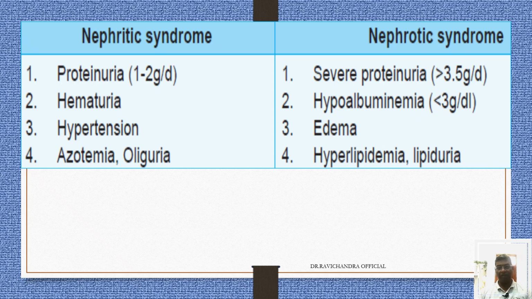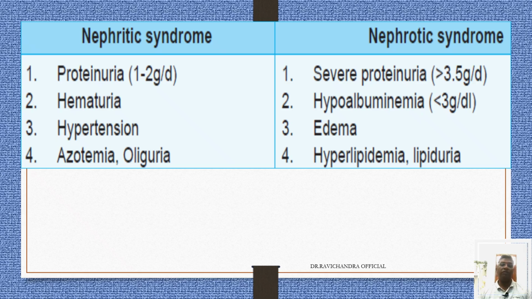Hematuria is characteristic of nephritic syndrome represented by RBC casts, and hypoalbuminemia less than 3 grams per deciliter with reversal of albumin globulin ratio is seen in nephrotic syndrome. Only fibrinogen levels are increased in the blood. All the other protein levels are decreased in nephrotic syndrome. Coming to hypertension, hypertension is characteristic of nephritic syndrome, but in a few advanced cases of nephrotic syndrome also hypertension is present. Azotemia and oliguria are characteristic of nephritic syndrome, and hyperlipidemia and lipiduria are characteristic of nephrotic syndrome.